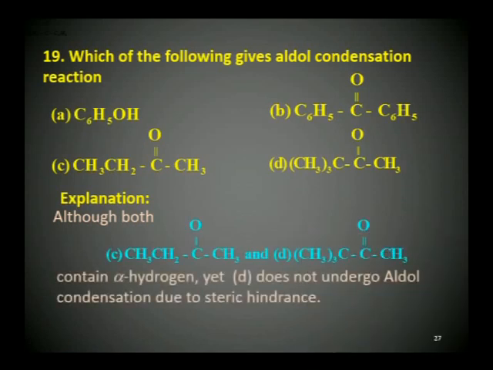You can see here CH3CH2COCH3 and (CH3)3CCOCH3 both contain alpha hydrogens. So the alpha hydrogens are here, and the alpha hydrogens are here. Both these compounds are having alpha hydrogens. Since they are having alpha hydrogens, they can show aldol condensation actually.